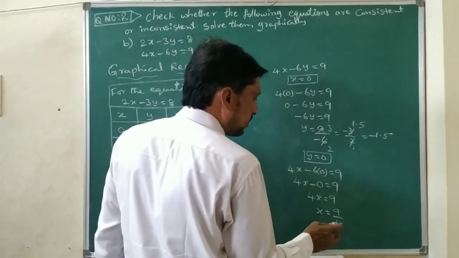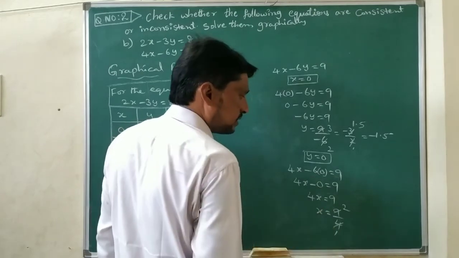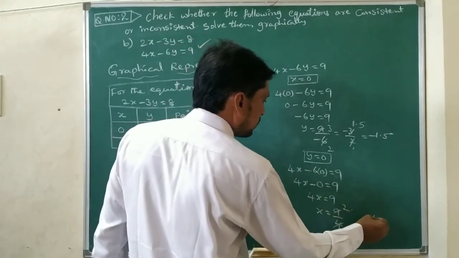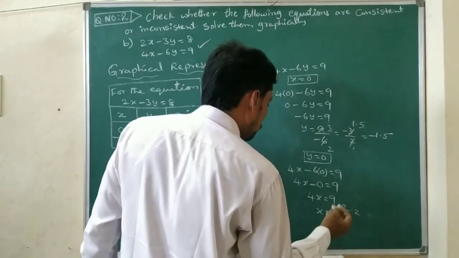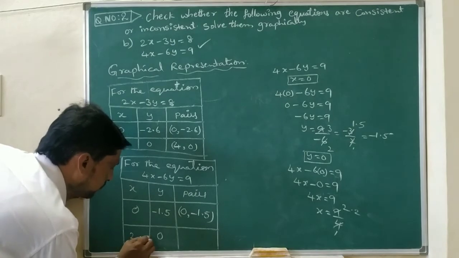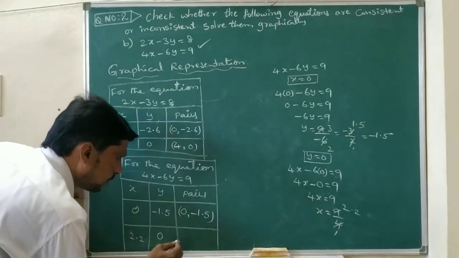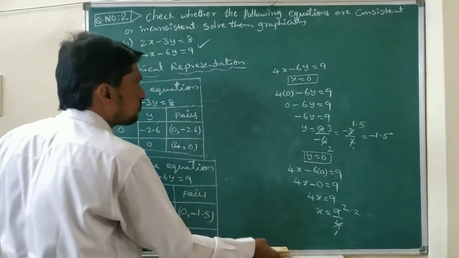This 4 you can transpose, x equal to 9 by 4. We can't cancel here. So 4 ones are 4, 4 twos are 8, then point means that value 2, 4 twos are 8. So we get 2.2. The pair is 2.2 comma 0 we are getting.